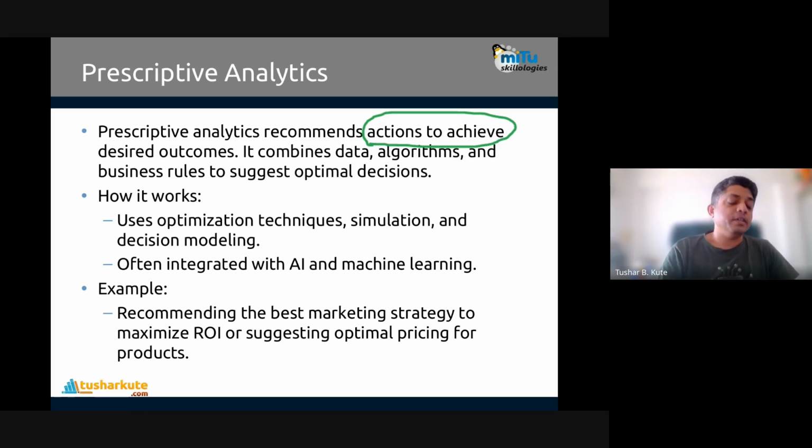For example, recommending the best marketing strategy to maximize ROI, return on investment, or suggesting optimal pricing for the product. A course of action is suggested. Okay, this is what happened. Correct. Now what will we do so that this should not happen again, or so it does not keep happening? This is called the prescriptive analytics method, which comes under the four kinds of analytics methods. Among them, this is the fourth one.